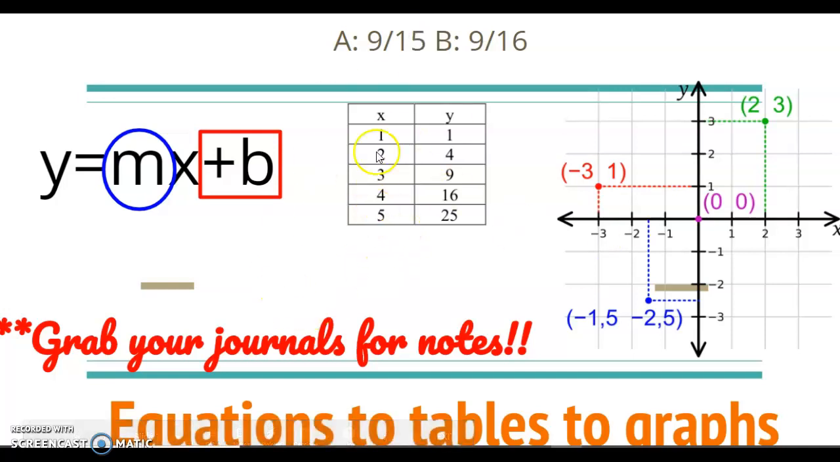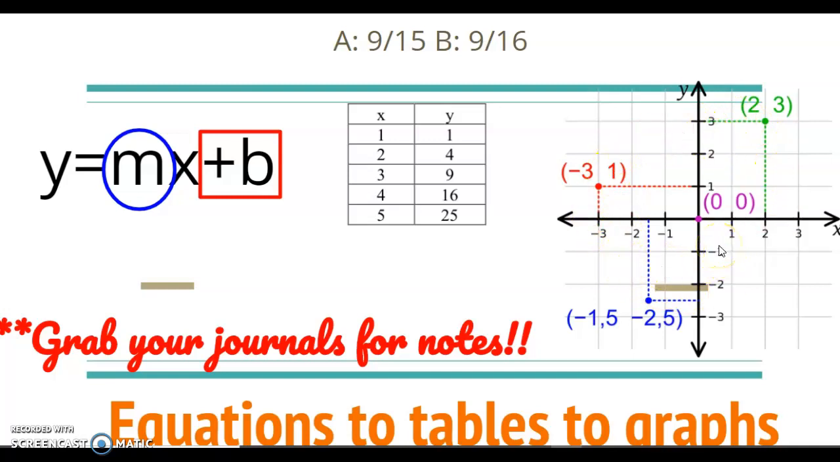Hi guys, our topic for today is equations to tables to graphs. Before last class, in the class before that, we were working on having a graph with a line on it, and then we were working to write the equation. So now we're going to work backwards. Our focus is going to be on the equation, filling in the table, and then from the table being able to produce what the graph or the line will look like.